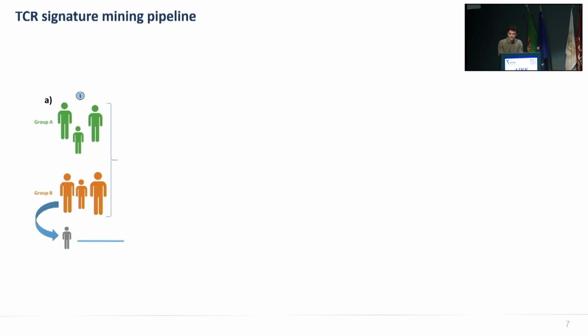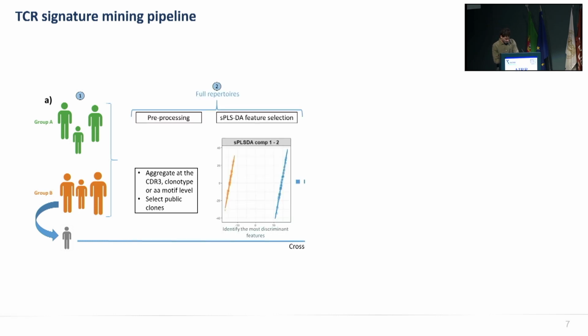So to look for such TCR signatures, we developed a pipeline for mining TCR signatures that goes as follows. So we have two groups of patients, group A, group B. They're labeled according to their biological condition or clinical state. And the first thing that we do is we try to identify the most discriminant features that separate both groups. And these features are TCRs that may be aggregated at the CDR3, clonotype, or even amino acid motif level.